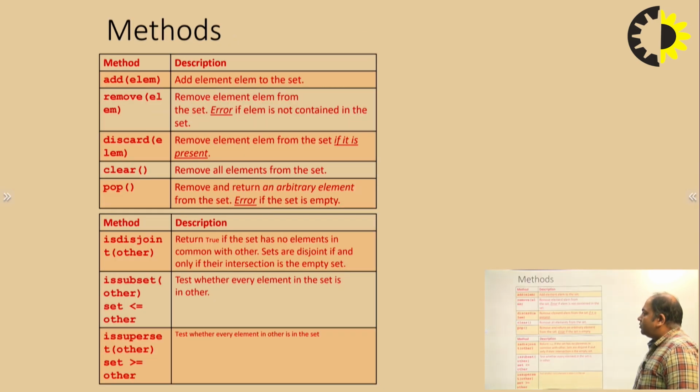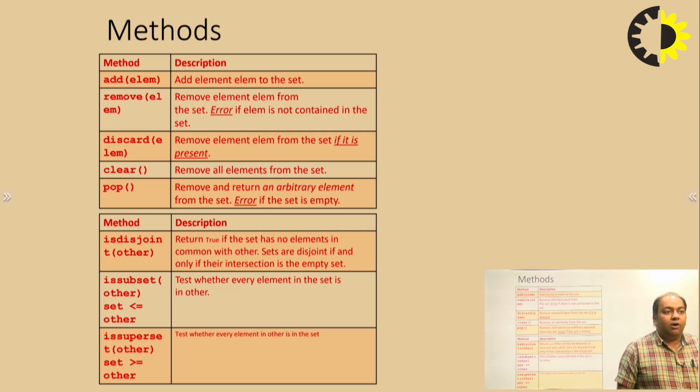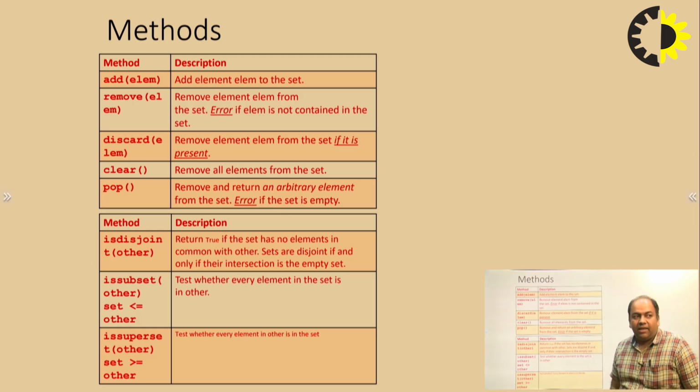For adding, we use add. For removal, we use remove. For discard, we use discard. For clearing all the elements, we use clear. And for removing any arbitrary element of the set, we use pop. But if the set is empty, then it will show an error when we use pop.